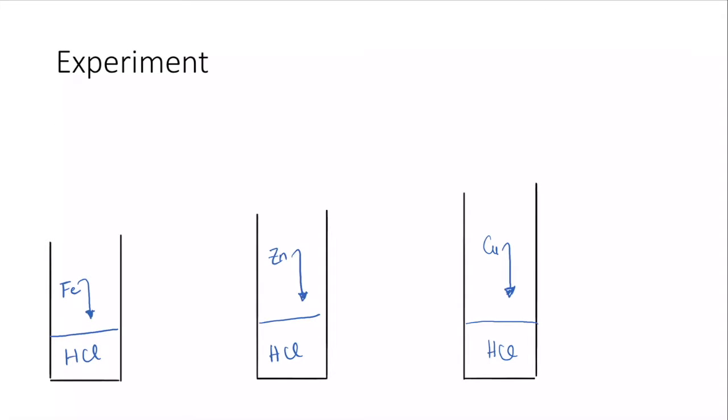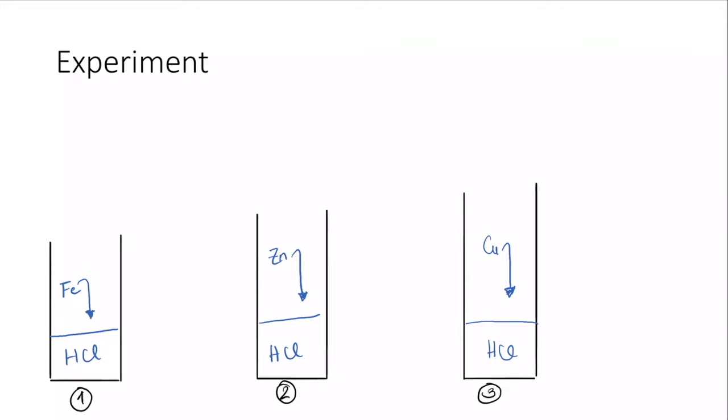So in a brief experiment, we have three beakers. This is one, this is two, and this is three. We add iron Fe, an iron strip, to hydrochloric acid, HCl, in beaker 1. In beaker 2, we added Zn to HCl. And in beaker 3, we added copper to HCl. Here we have to mention that the HCl is diluted. We're working with diluted acid.